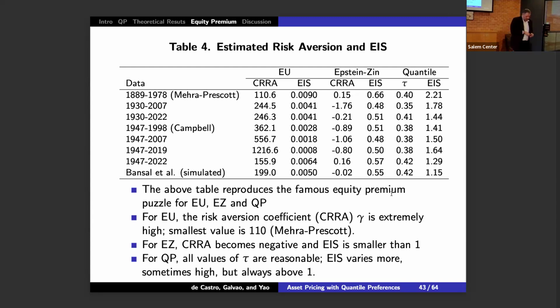You mean this guy here? Oh, I'm sorry. This column, yeah. Does that imply a myopic individual? No. It's a very strong risk aversion.